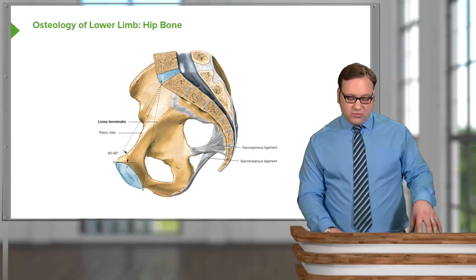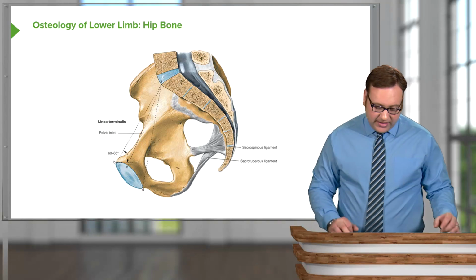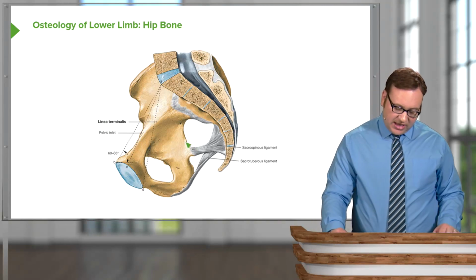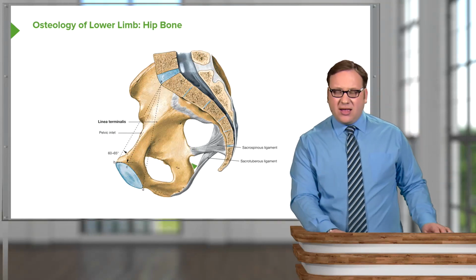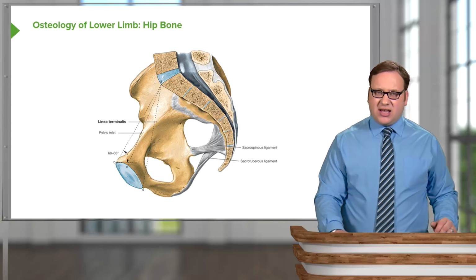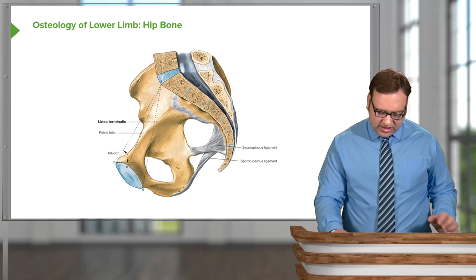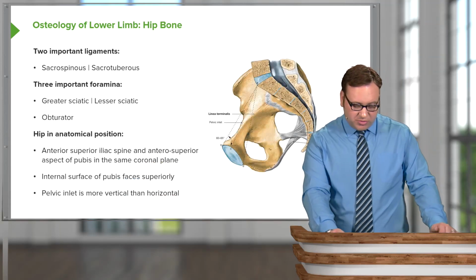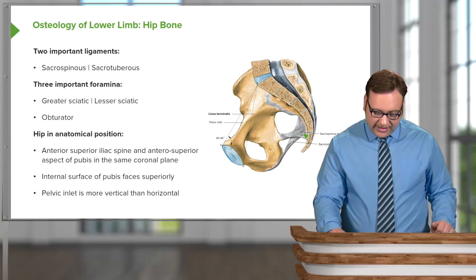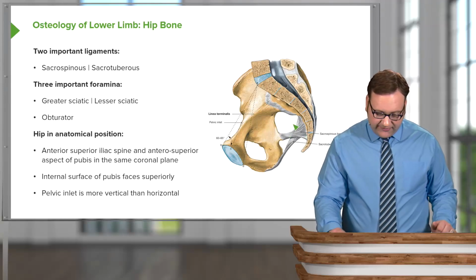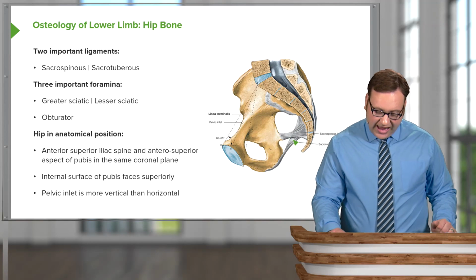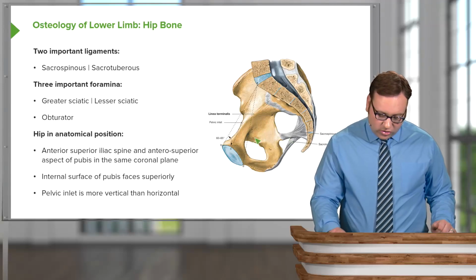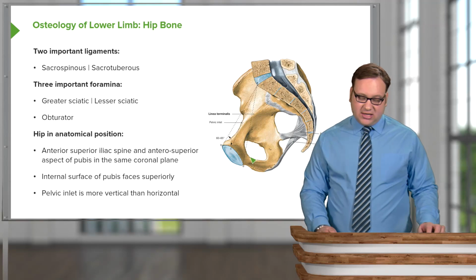If we now move to look at the hip bone itself, then we can see that we have these greater and lesser sciatic foramina, and these are converted into greater and lesser sciatic notches via these two ligaments, the sacrospinous and the sacrotuberous. So we can see the sacrospinous is forming this greater sciatic foramen, and the sacrotuberous and the sacrospinous are forming the lesser sciatic foramen.